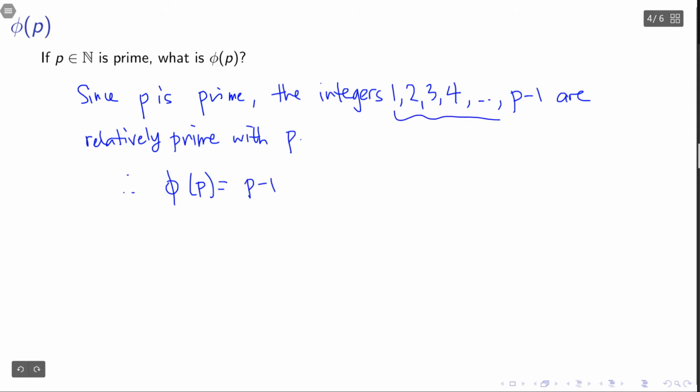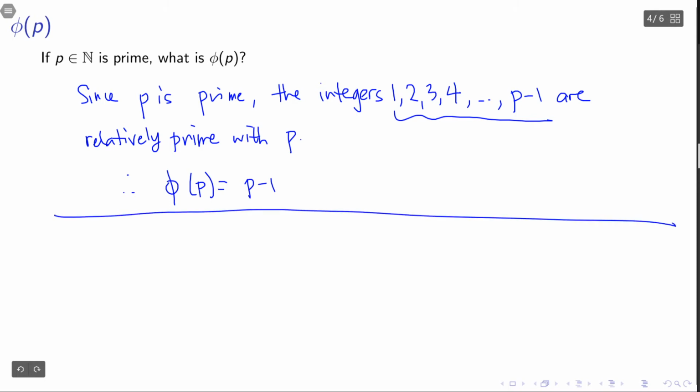So it's all these integers. Right? Essentially, when you start listing all of them down, you're not going to be able to remove anything from the list, right? Because they're all co-prime with p. And in fact, this statement here basically says if p is prime, then phi of p is p minus 1.